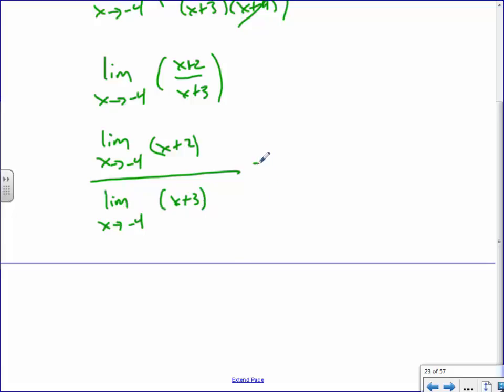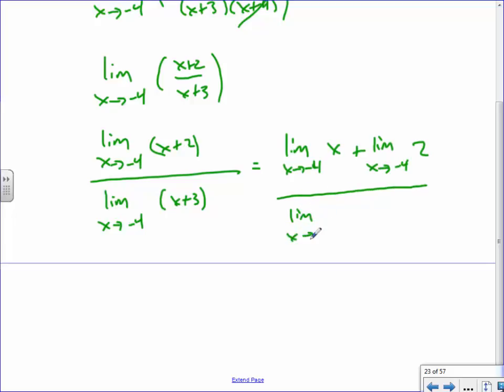That's using the dividing rule. Then using the adding rule, this is the limit as x approaches -4 for x, and I've got the limit as x approaches -4 for 2. And I've got the limit as x approaches -4 for x, and I've got the limit as x approaches -4 for 3.